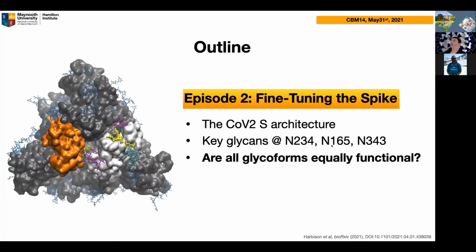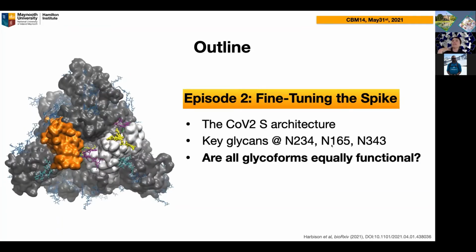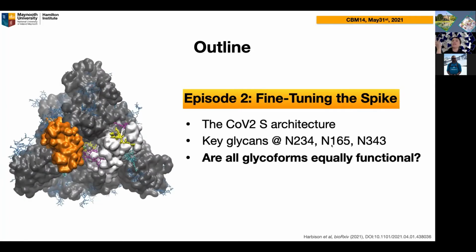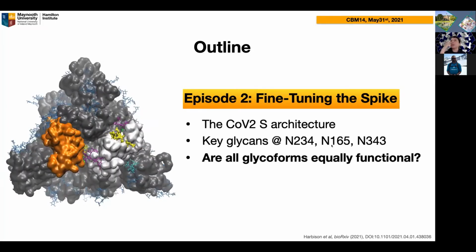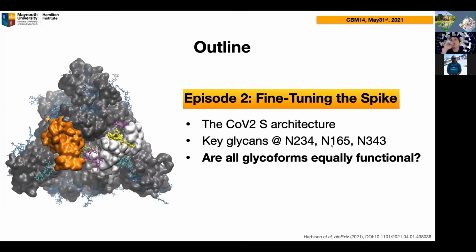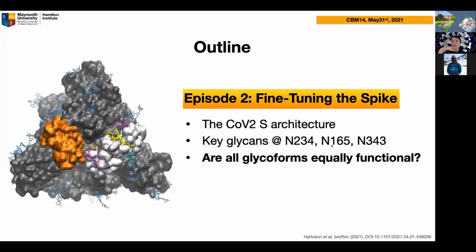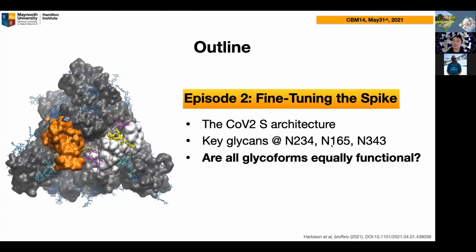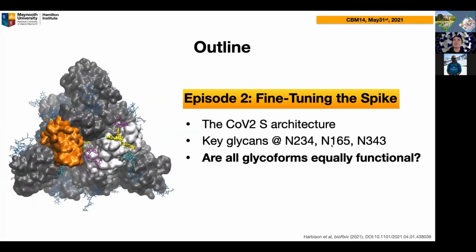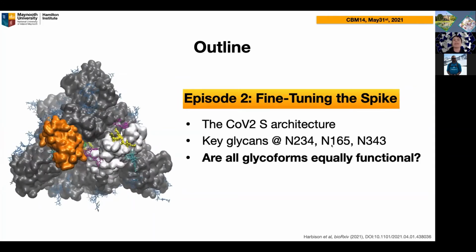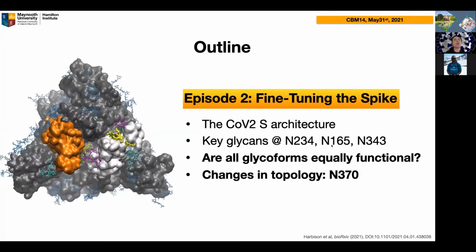Especially at those sites, what we asked ourselves is that once they're recognized as functional by simulation and experiment, are all glycoforms equally functional? So do all these different types of glycans in those positions confer the same function or not?